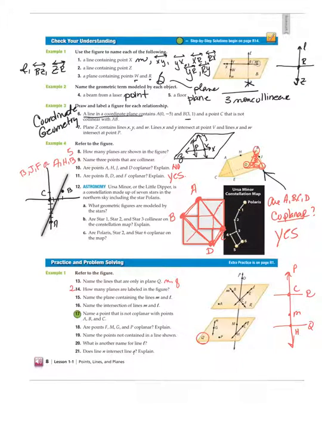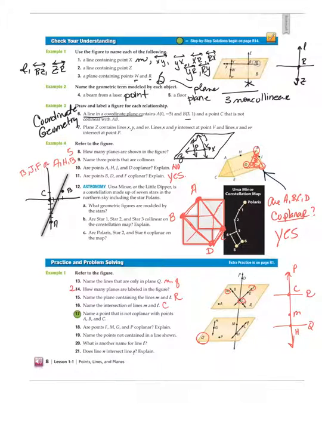Name the plane containing lines M and T. Well, that's my upper plane because there's M and T. So I've got plane R. Name the intersection of line M and T. There it is. Point C.